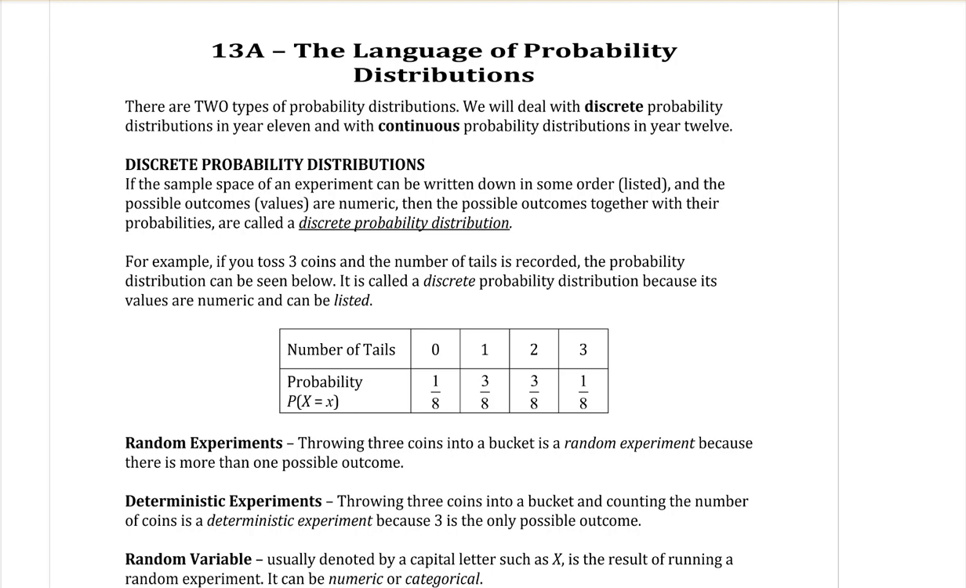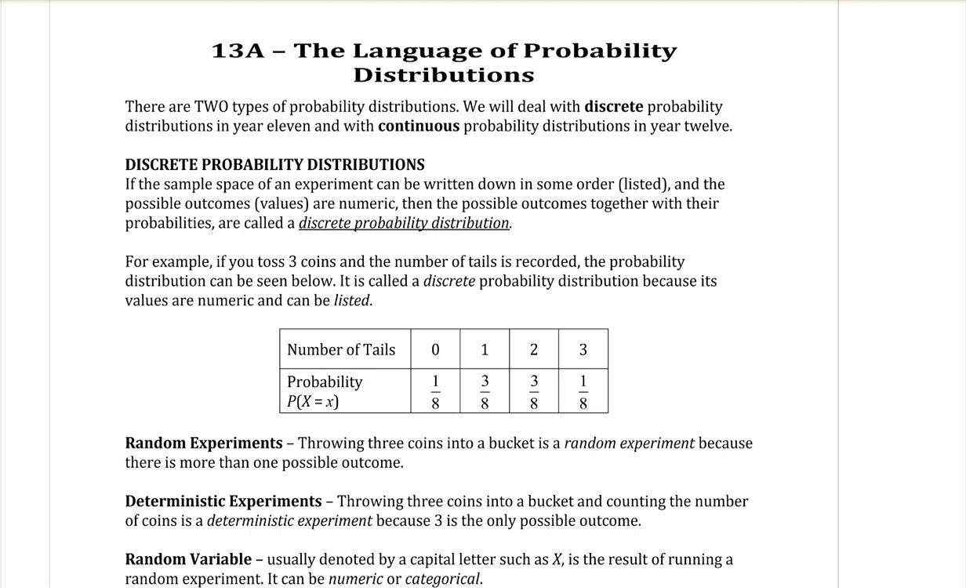If the sample space of an experiment can be written down in some order or listed, and the possible outcomes or values are numeric, then the possible outcomes together with their probabilities are called a discrete probability distribution. So for example, if you toss 3 coins and the number of tails is recorded, the probability distribution can be seen below. It is called a discrete probability distribution because the values are numeric and can be listed.